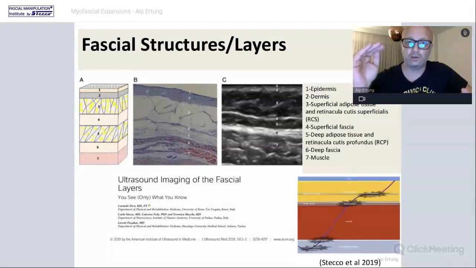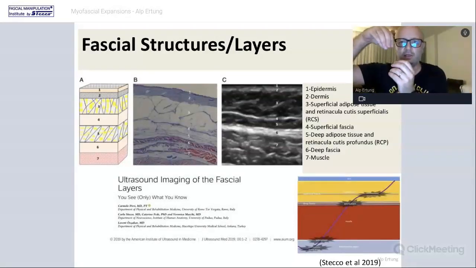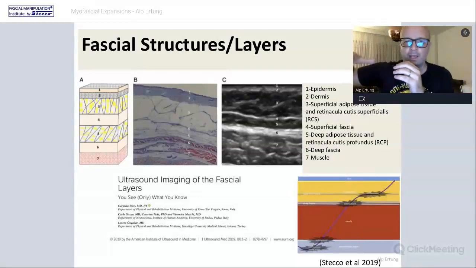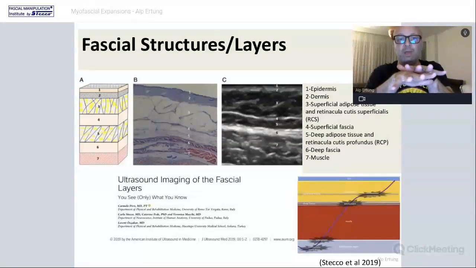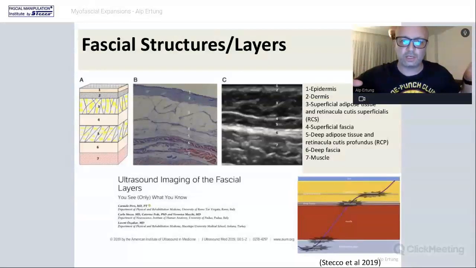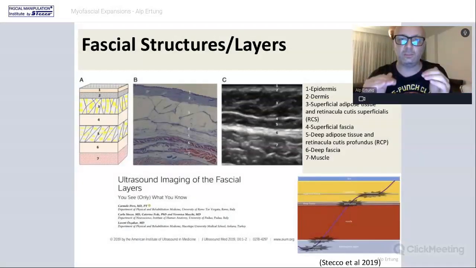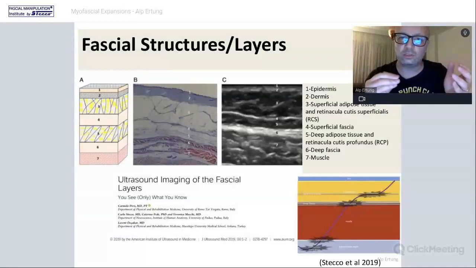It starts with the epidermis, dermis, superficial adipose tissue, and retinacular cutis superficialis. It creates the relationship between the skin and the superficial fascia, actually. And we have the membranous layer of the superficial fascia, and underneath we have deep adipose tissue, which is a looser connective tissue than the superficial adipose tissue, and the retinacular cutis profundus.